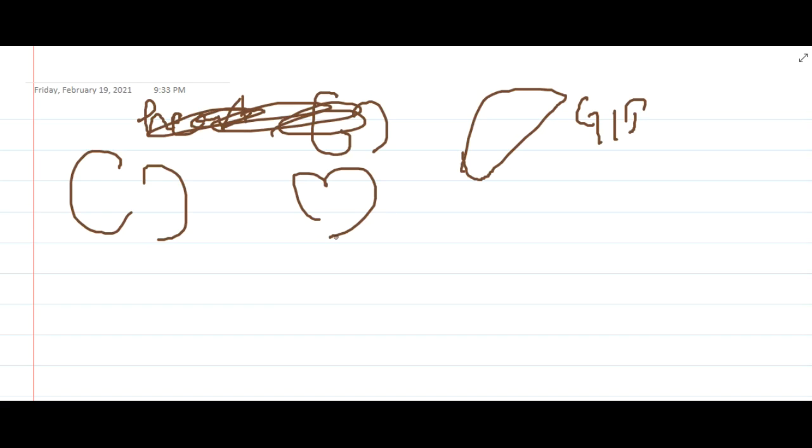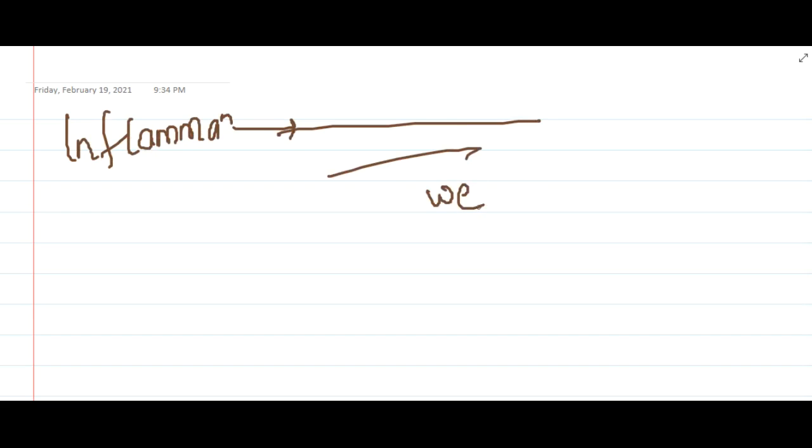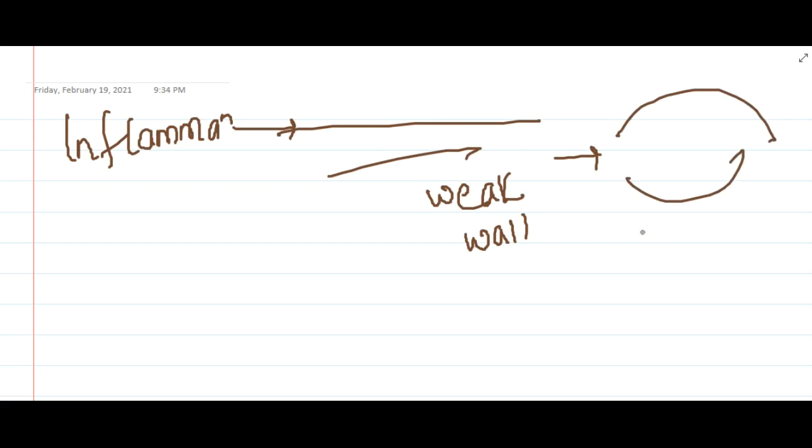Here you will see the presence of inflammation. Whenever there is inflammation, this inflammation will weaken the arterial wall. Because of the weak wall, this will lead to the formation of aneurysms which can even rupture.